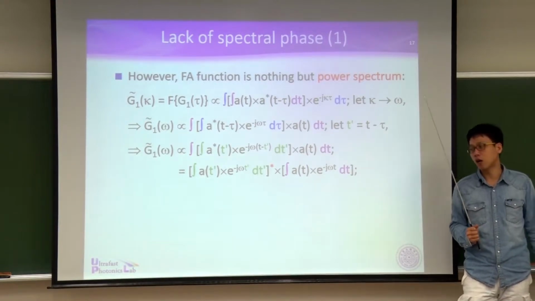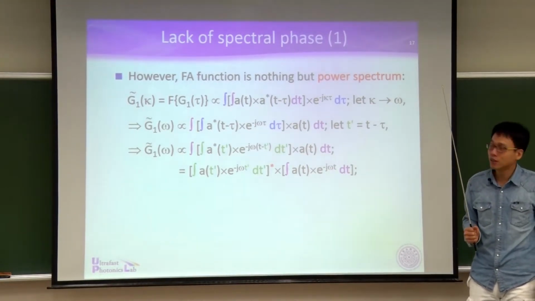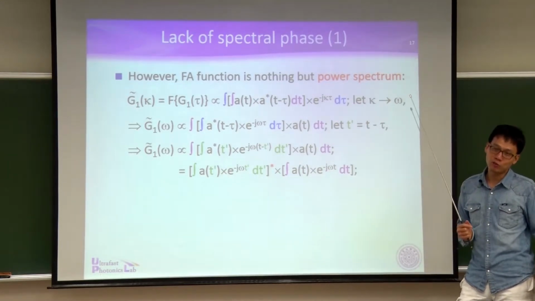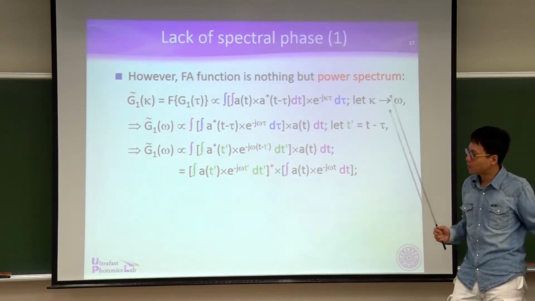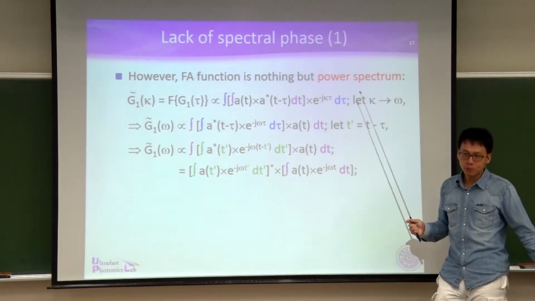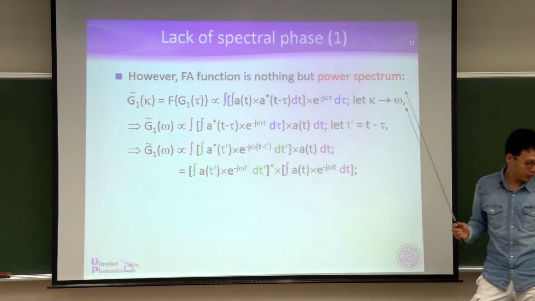But according to our notation, what is the Fourier transform of small a of t? Big A of omega, right? So from temporal envelope function to spectral envelope function, right? So that's the answer.